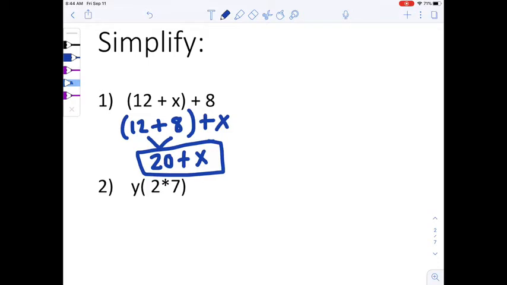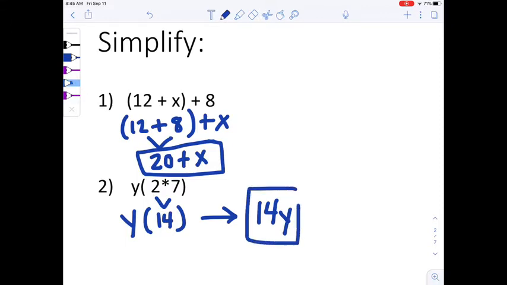The next one is y times 2 times 7. Well, we have multiplication here, so we could use the associative property of multiplication, but we already have our two numbers grouped together that we want. Our variable is on the outside. So I solve what's in parentheses first: 2 times 7, which is 14, and then we still have that times y. The only way to write this more simplified would be 14y. We put the number first, then the variable, nothing in between when it's multiplication. And then circle or box your answer.